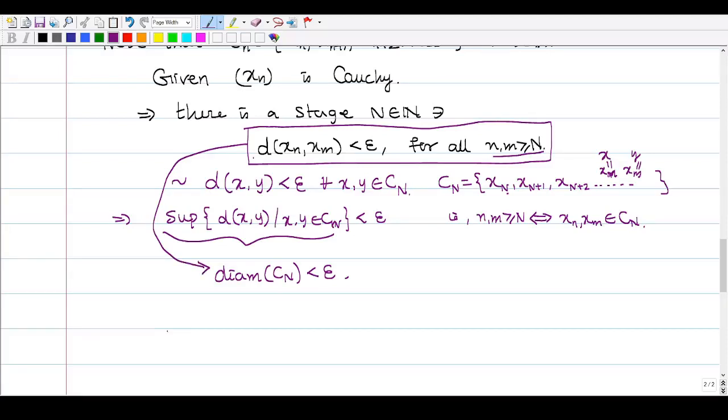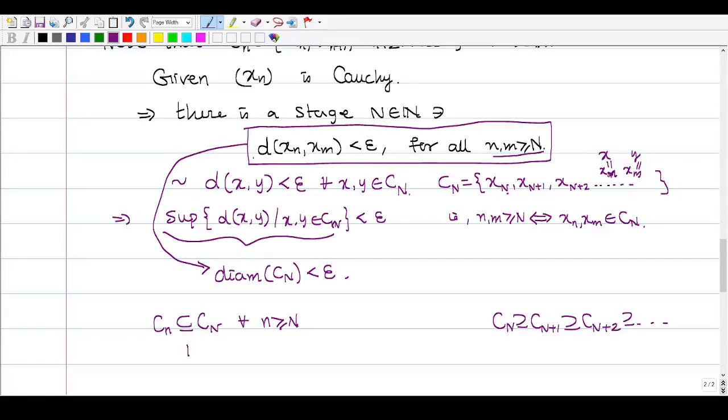Okay, and note that Cn, small n, is a subset of capital Cn for every n greater than or equal to natural number N. That is, we know Cn contains Cn plus 1, which contains Cn plus 2. It is a decreasing sequence. So whenever small n is bigger than capital N, we will always have this inclusion.